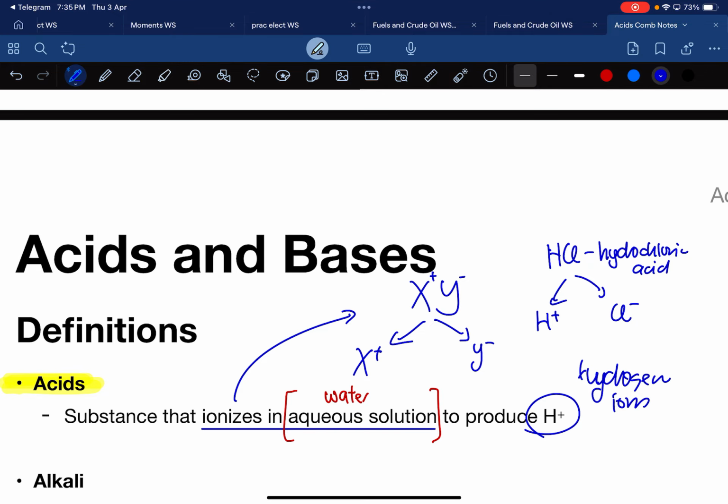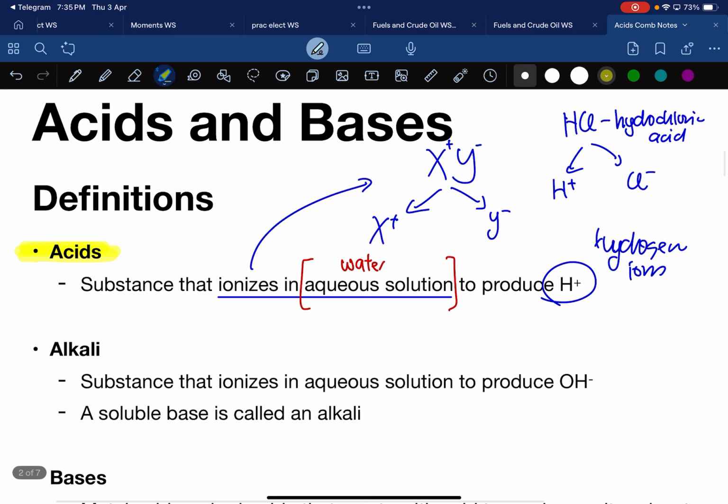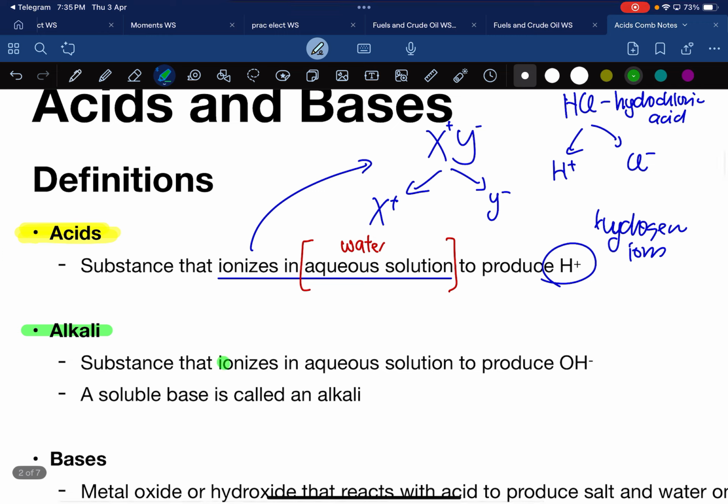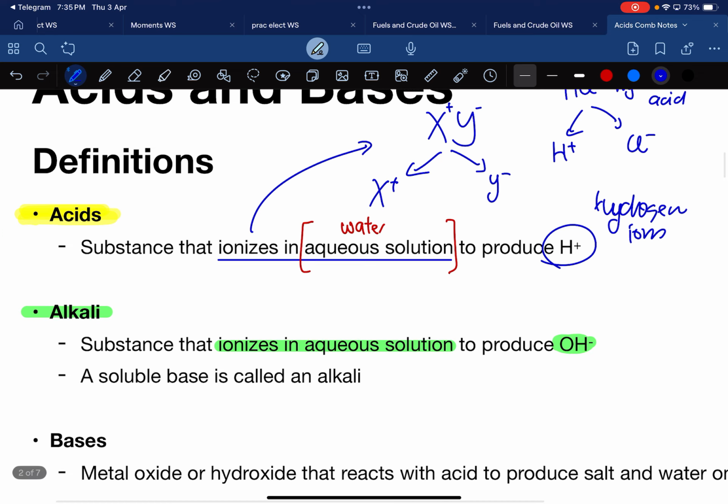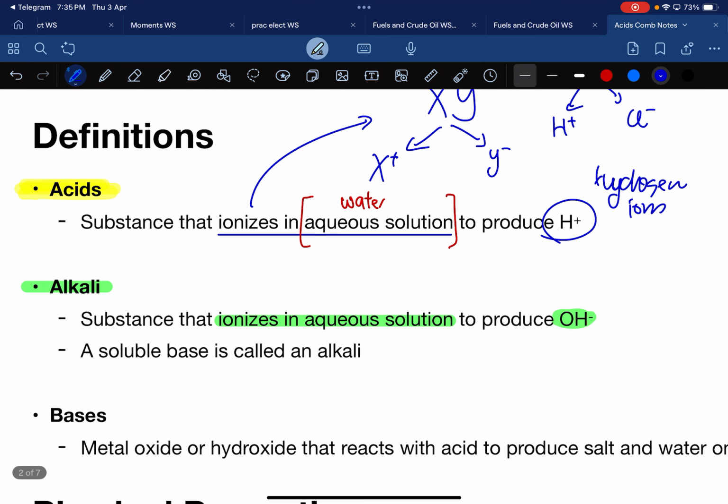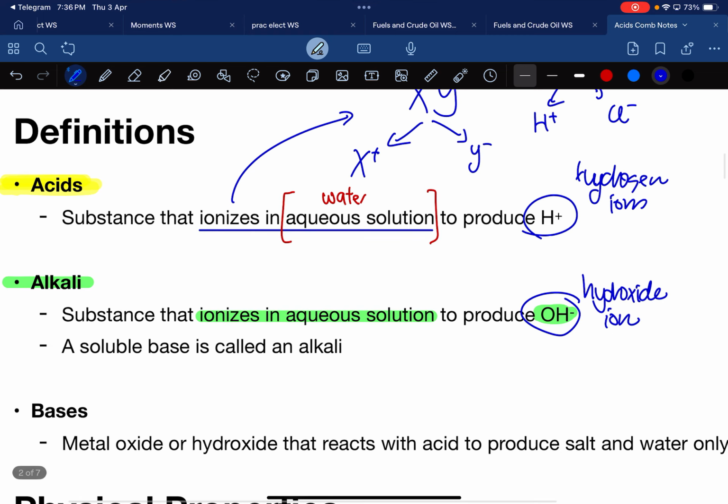Good stuff? Good. Next, let's talk about alkali, the opposite. Alkali ionizes, I'm going to highlight differently, again in aqueous solution, to produce OH minus. What is OH minus? Oxygen and hydrogen, yeah. OH minus is your hydroxide ion. As far as we are concerned, it is the exact opposite to hydrogen. So whenever you have OH minus and H plus, they will directly conflict with each other.